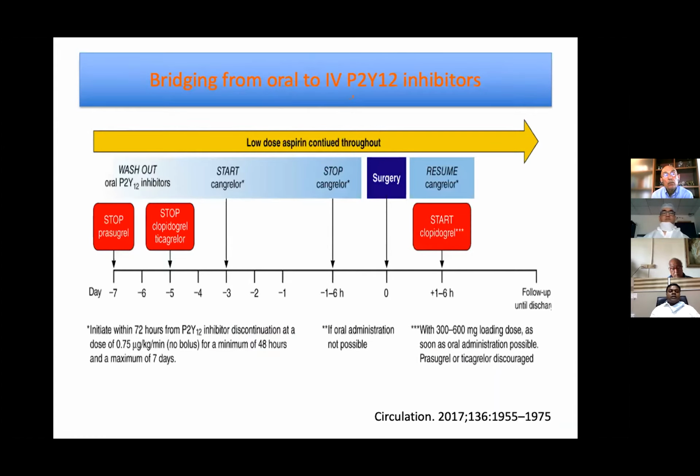Then what is the bridging from oral to intravenous agents? When you're bridging for non-cardiac surgeries, you have to stop prasugrel at least 7 days before, and ticagrelor and clopidogrel 5 days before, and start cangrelor infusion at 0.75 microgram per kg per minute, no bolus, up to 48 hours and a maximum of 7 days. Then stop cangrelor, do the surgery, and resume with clopidogrel, which is ideal; prasugrel and ticagrelor at this phase are discouraged.